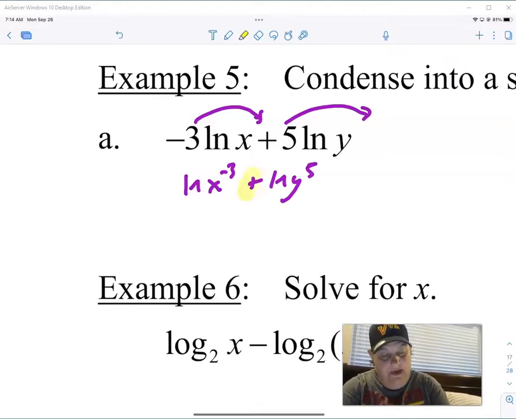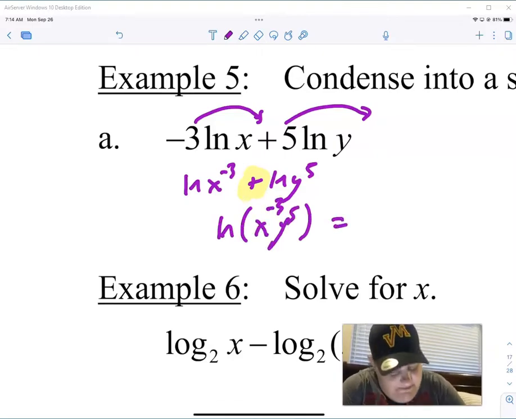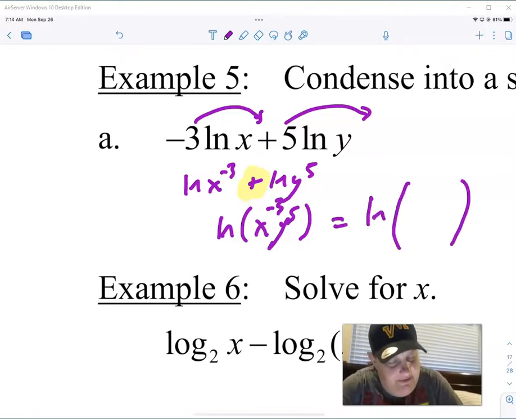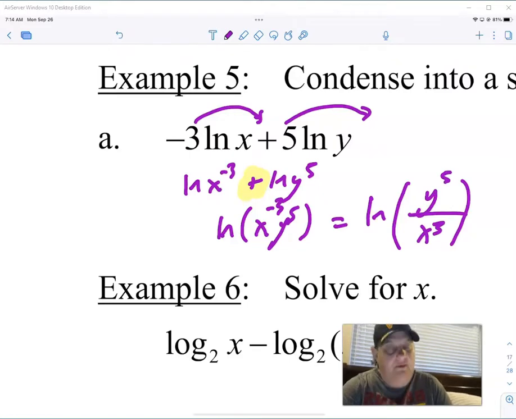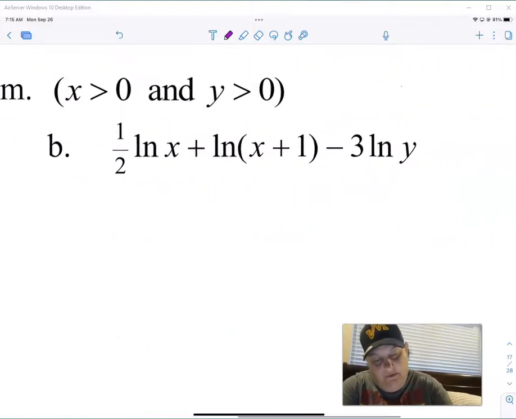And then because it's adding, I'm going to multiply these. So just because it has a negative exponent, I'll probably write it like this. I'll put the x to the third on the bottom and the y to the fifth on top. Okay, so that's condensing logarithms. Like do another one here.